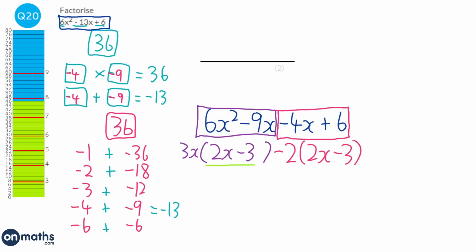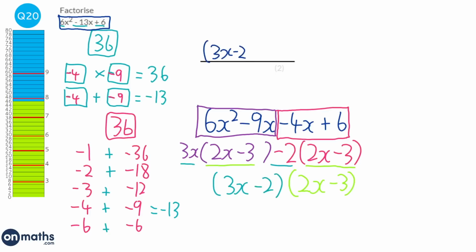Next, notice that the two brackets here and here are the same. If they're not the same, you've done something wrong, because they have to be the same, and we write them down once. And then the bits left over outside the bracket, we also write a bracket with those down, so 3x and minus 2. So our answer is 3x minus 2 in the first bracket and 2x minus 3 in the second bracket, but the brackets can be the other way around.